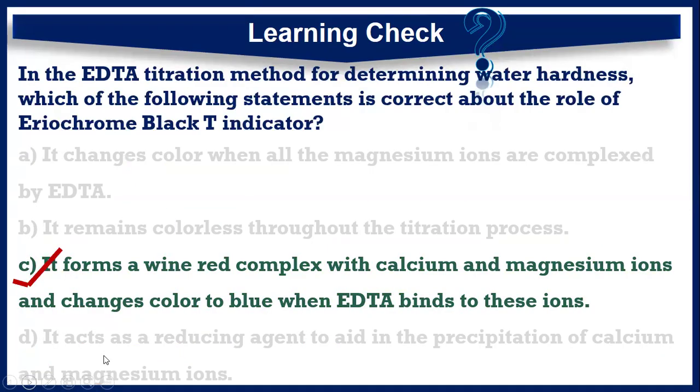Now the correct option. Option A, that it changes color when all the magnesium ions are complexed by EDTA? No, because calcium ions are also present in the solution. B, it remains colorless throughout the titration process? No, we know that EBT changes the color from wine red to blue. C, it forms a wine red complex with calcium and magnesium ions and changes color to blue when EDTA binds to these ions? Yes, it is correct. D, it acts as a reducing agent to aid in the precipitation of calcium and magnesium ions? No, it is not a reducing agent, it is an azo dye. So option C is the correct option.